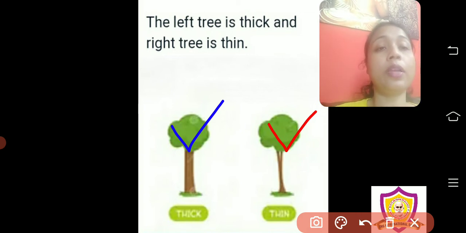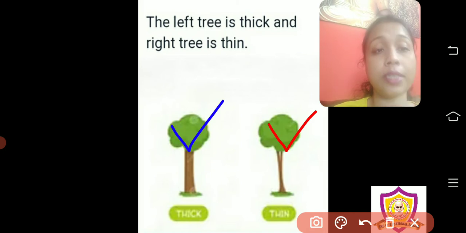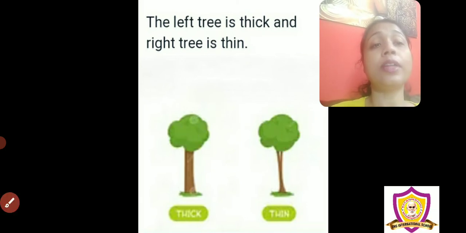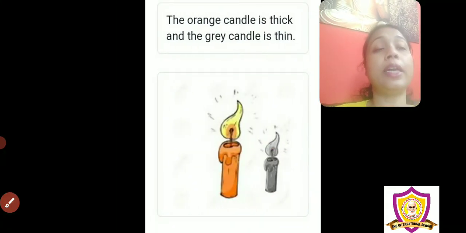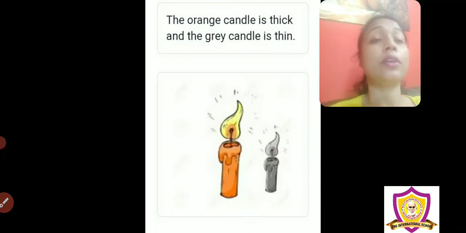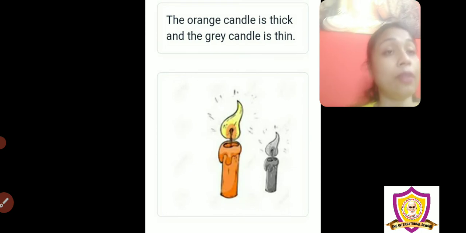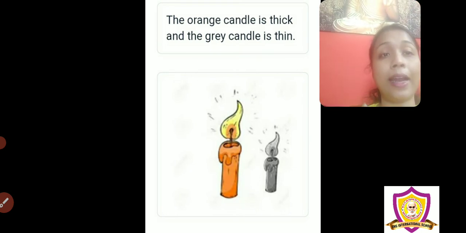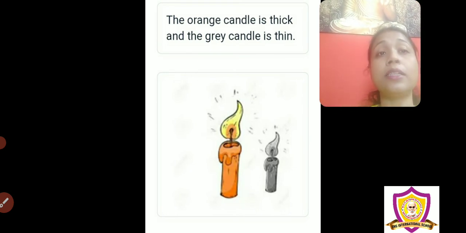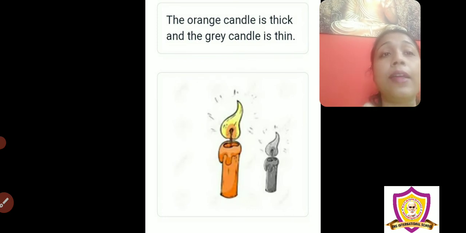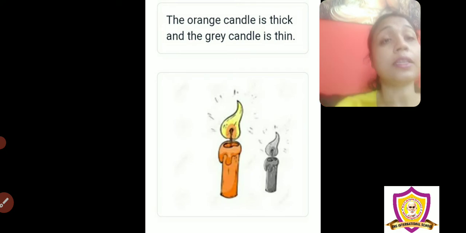So how will you know? By observing the stem. Because if you observe the tree, you will only see the difference in the stem. Thick and thin is such a concept that we can observe and we can tell. And you can see this at home with a candle. We might have a thick candle. See here, the orange candle is thick, whereas the gray candle is thin. So children, you might have some candles.